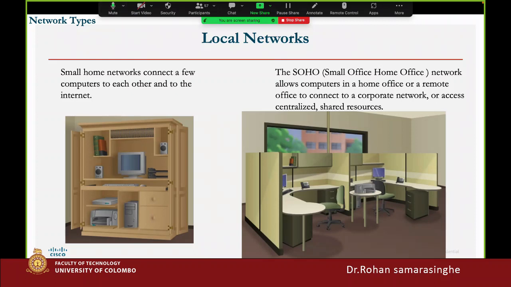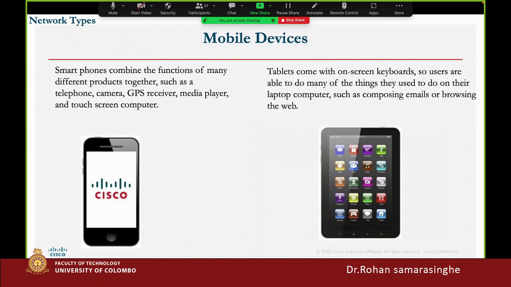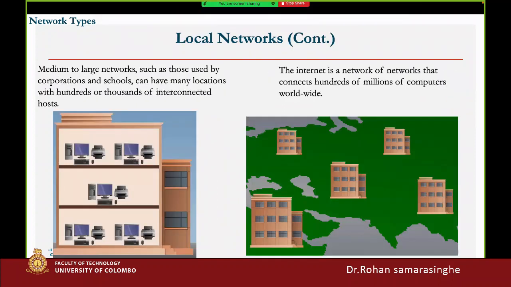Okay then, the next one is local networks. Continuing with this, we can have medium or large networks, such as those used by corporations and schools, which can have many locations with hundreds or thousands of interconnected hosts. This is a medium or large network. Actually, we can give it another name: local area networks.